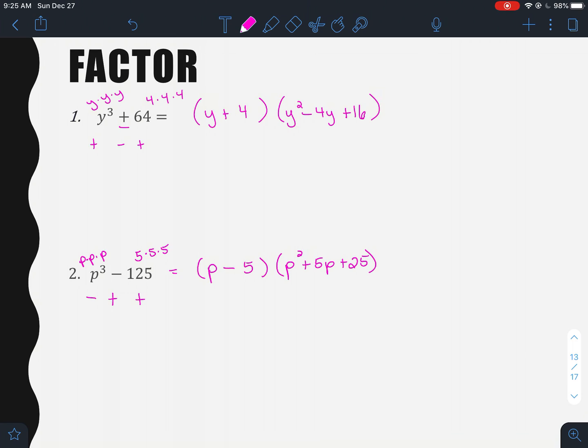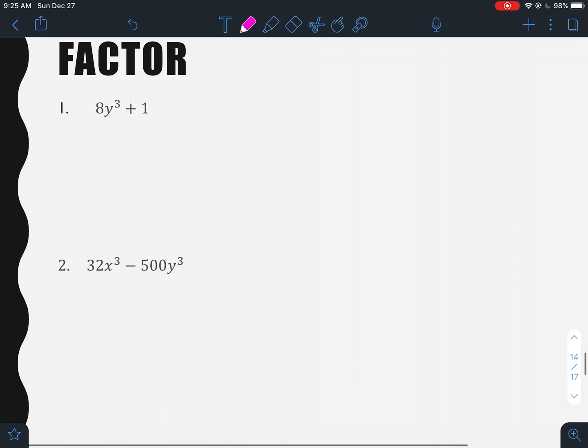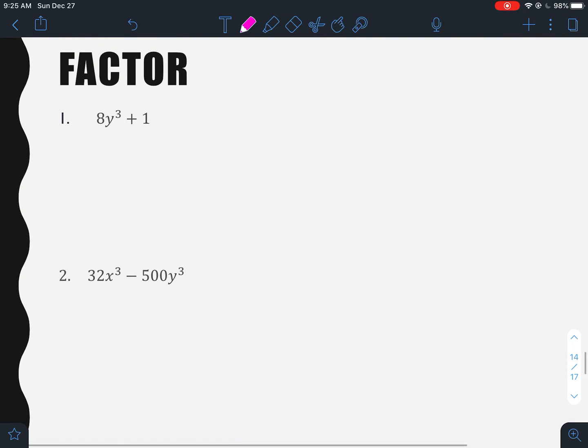And then since it's a difference of two perfect cubes, it's minus plus plus for the signs. So we would get p minus 5 in the first parentheses, then p squared plus 5p plus 25 in the second parentheses.